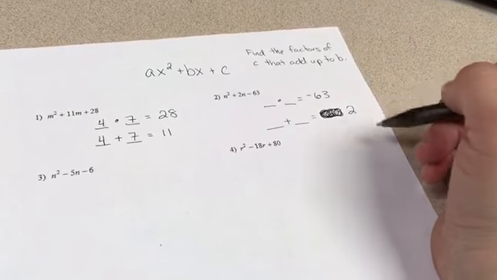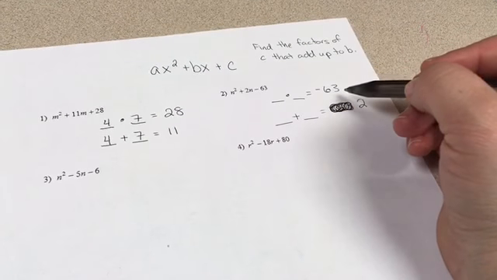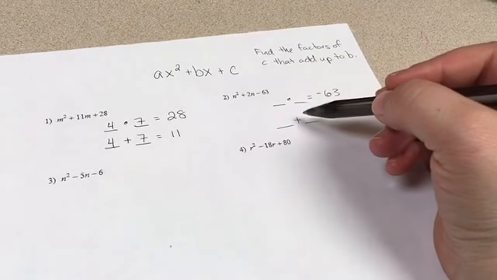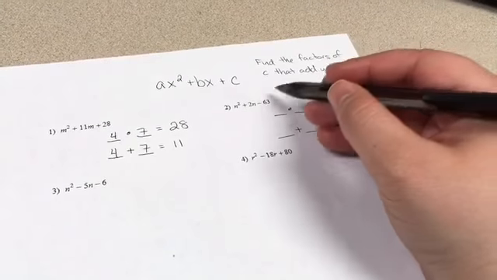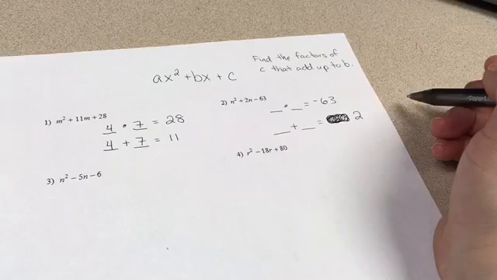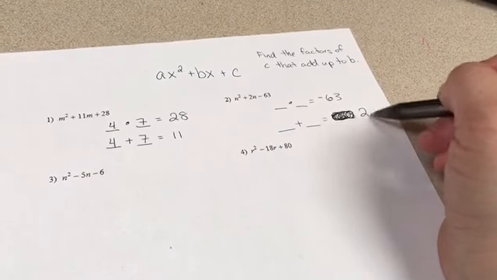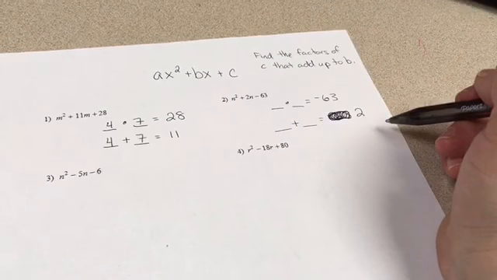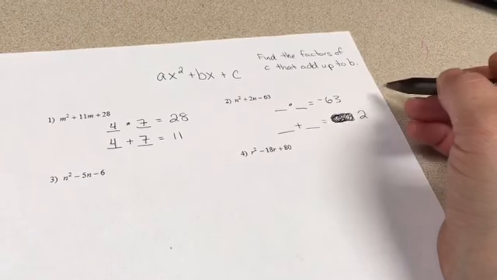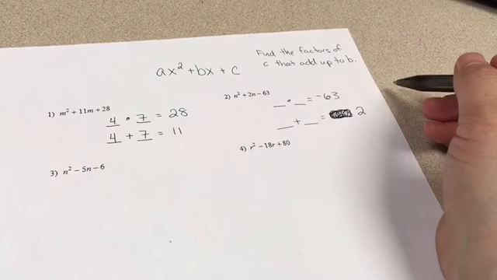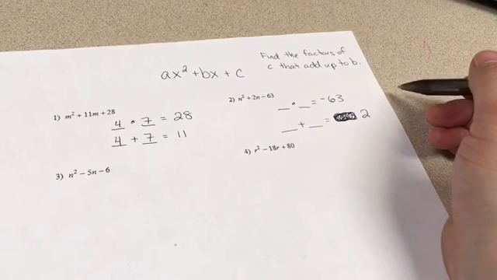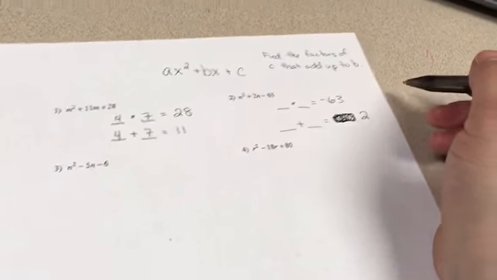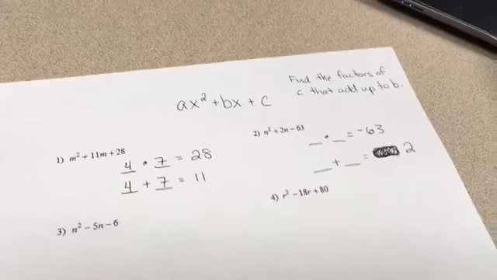Okay, anyways, what times what equals negative 63, but what plus what equals 2? So just kind of think of numbers that go into 63. 1 and 63. Does that add up to 2 somehow? Nope. And once you kind of start getting the hang of it, you don't have to go in order. 63, oh, what is it, 7 and 8? Is that right? Gosh, I'm going to have to get a calculator out right now.